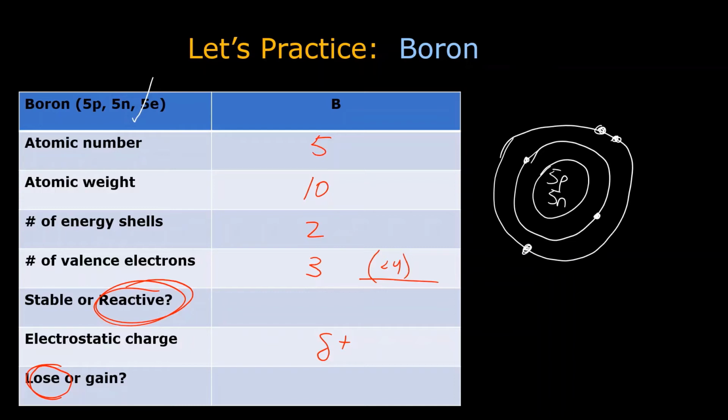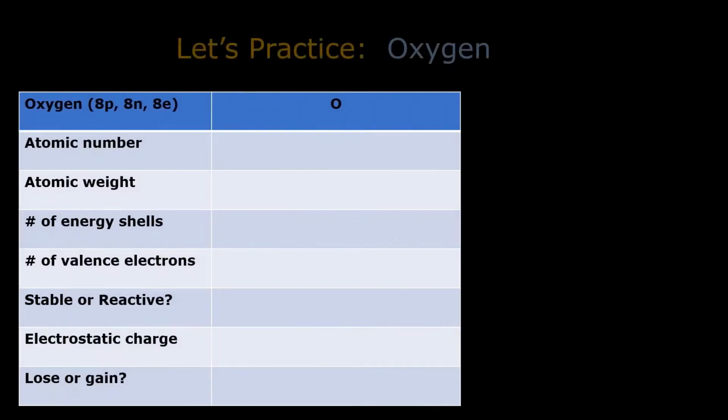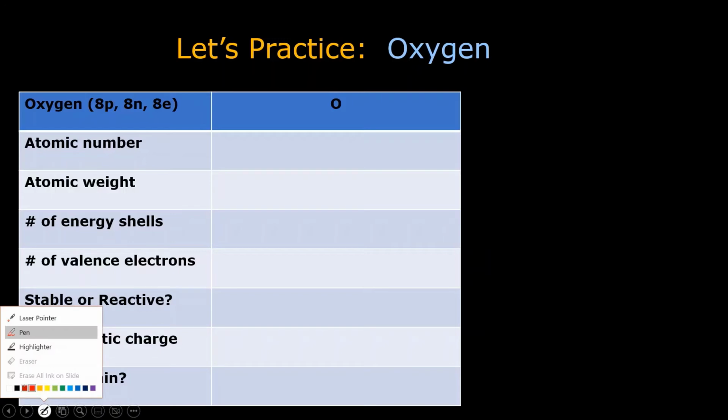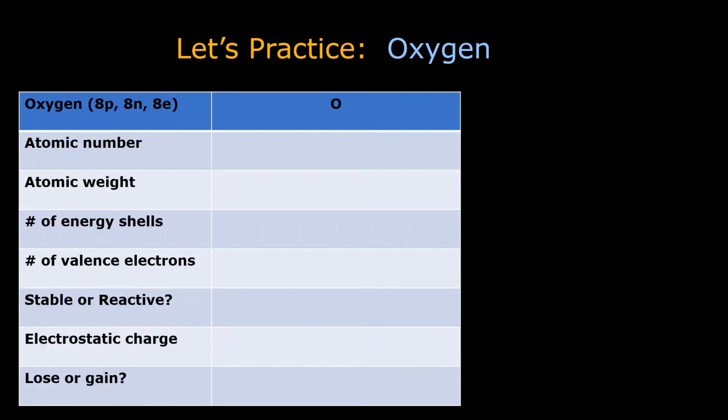Okay, let's try another one. Oxygen. One of the big 4, right? So, same game. When in doubt, draw it out. 8, 8, 8 is what I've been given here. 8 protons, 8 neutrons. Boy, it's getting easy now, isn't it? After you do it 2 or 3 times, it becomes quite simple. And I need 8 electrons. So where do they go?